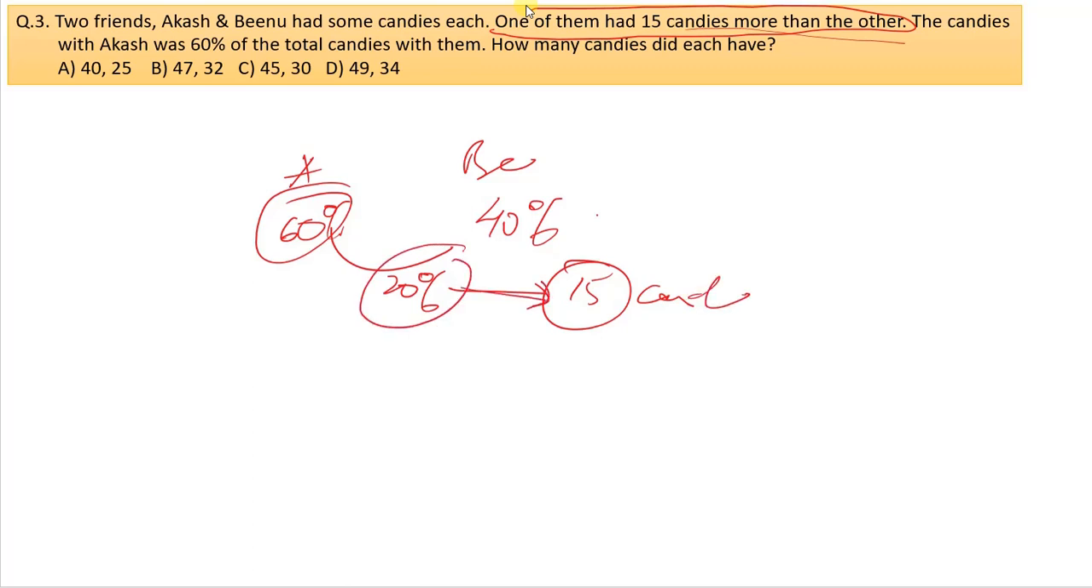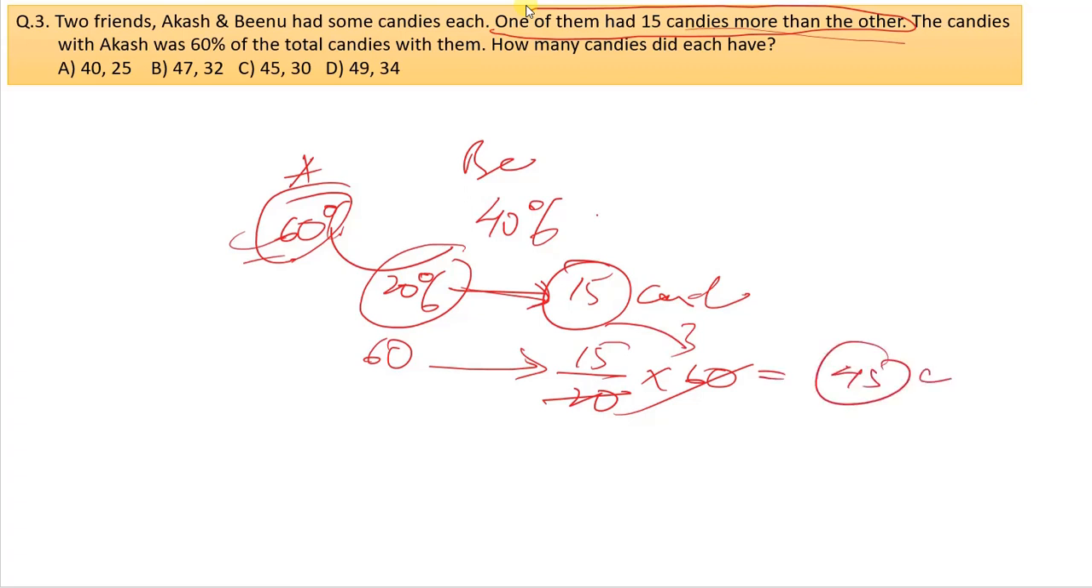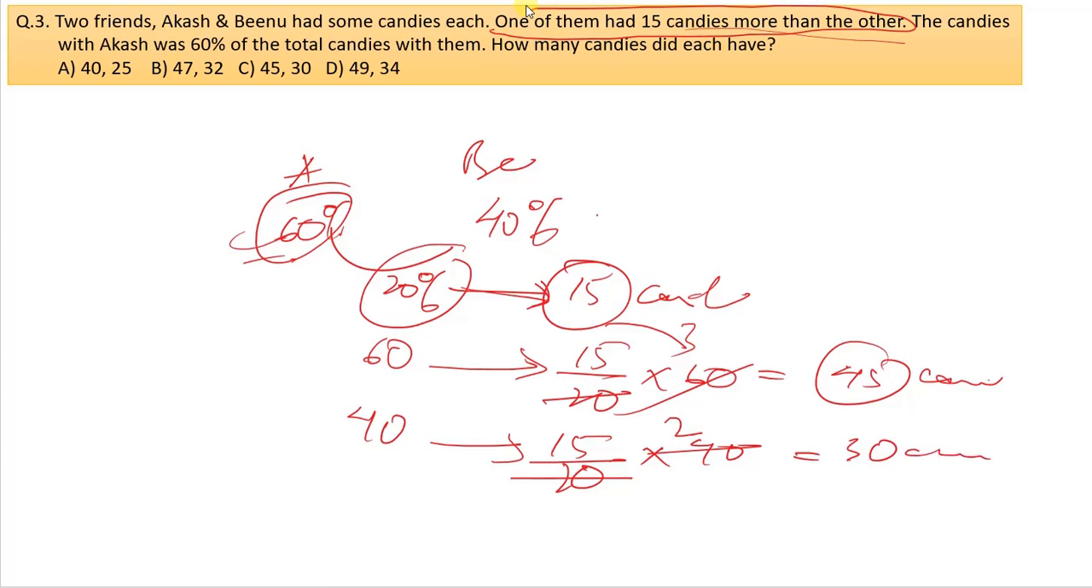So therefore Akash's 60% will be 15 divided by 20 into 60. So 20 threes are 60, 15 into 3 is 45 candies. Akash will be having 45 candies and Binu will be having 40%. That means 15 divided by 20 into 40, 20 twos are 40, 15 into 2 is 30 candies. Therefore Akash will be having 45 candies and Binu will be having 30 candies. Hence option C is the correct answer.